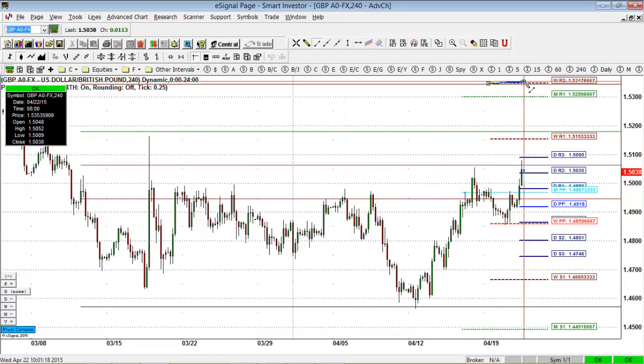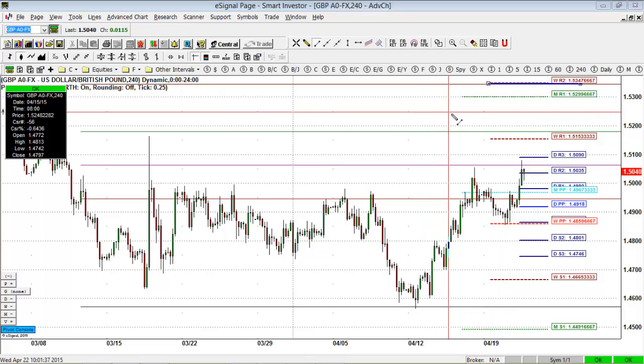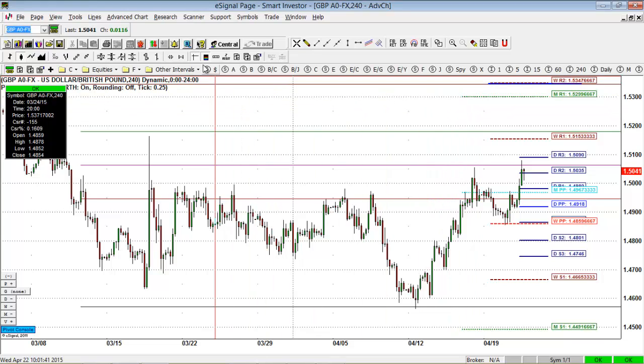For any of you who have attended one of my webinars, you know we speak about a confluence of resistance. So this area here could be very interesting in the British pound. It's still approximately 200-300 pips away, but that's something we can keep an eye out on for the British pound.